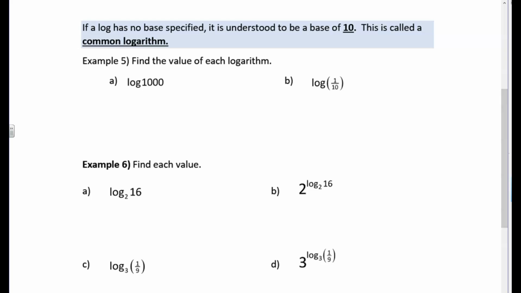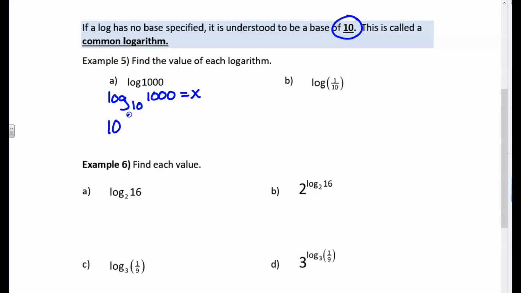All right, if a log has no base specified, it is understood to be of base 10. This is called the common logarithm. So if I write log without writing a base, it's understood that the base is 10. So log of 1,000 is really, I could rewrite that as log base 10 of 1,000. And I'm always going to set them equal to x to solve.